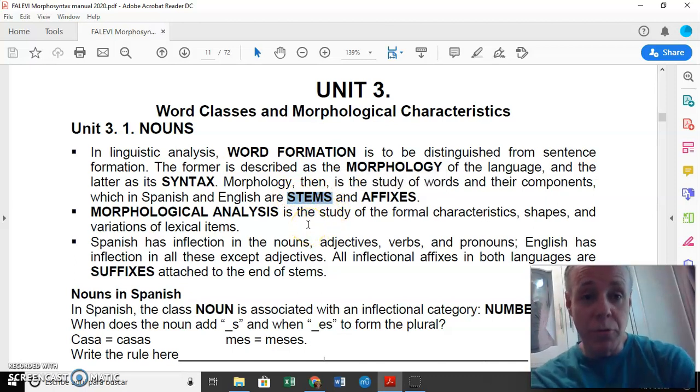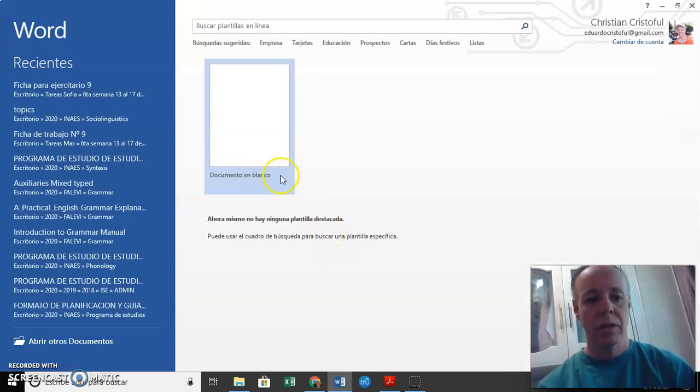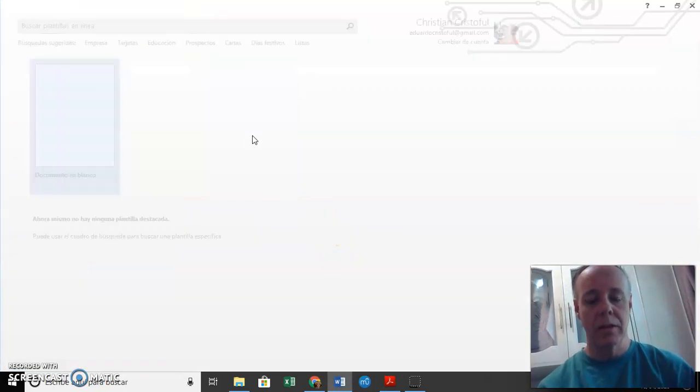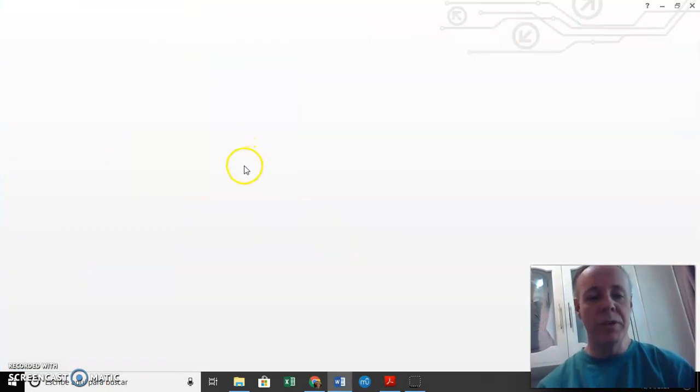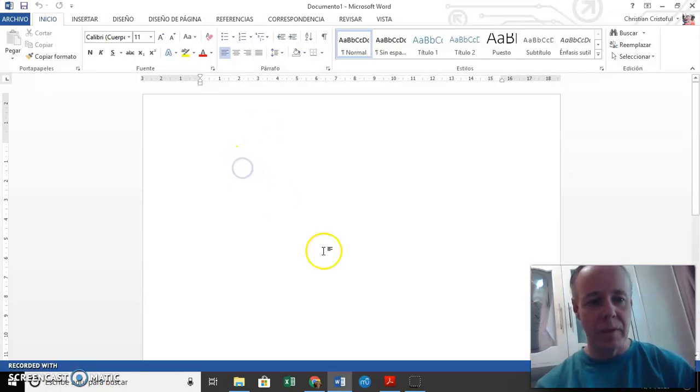The difference between root and stem. Okay. And I will show you then. For that, I will need to open this. Okay. Difference between root and stem. That's a little bit tricky. So let me see.